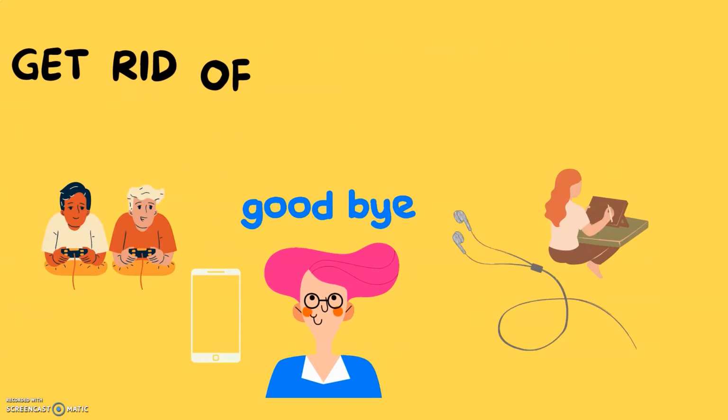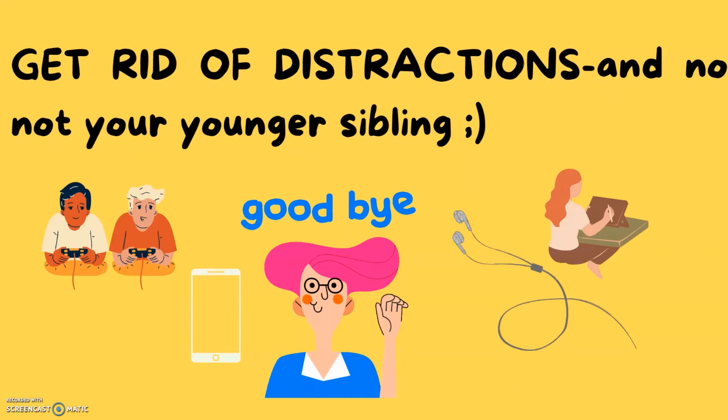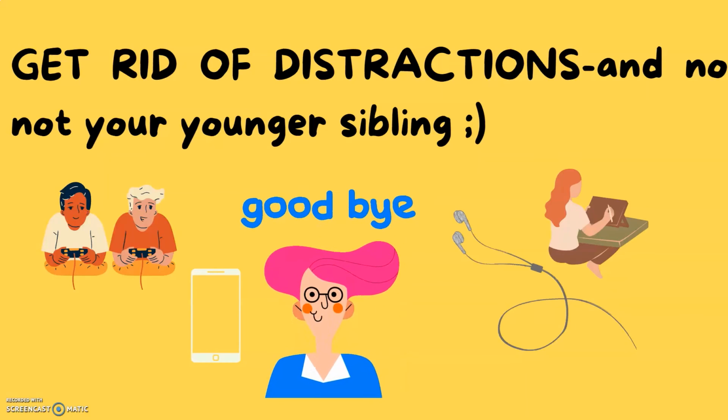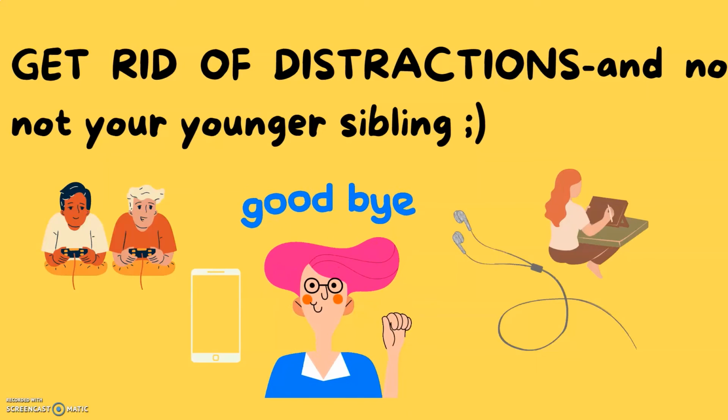2. Get rid of distractions, and this does not mean your younger sibling. Video gaming, phones, drawing, listening to music, your mind might trick you to believe that they'll help you, but sadly the only thing that could help you possibly is silence. So definitely try and get rid of all the distractions.